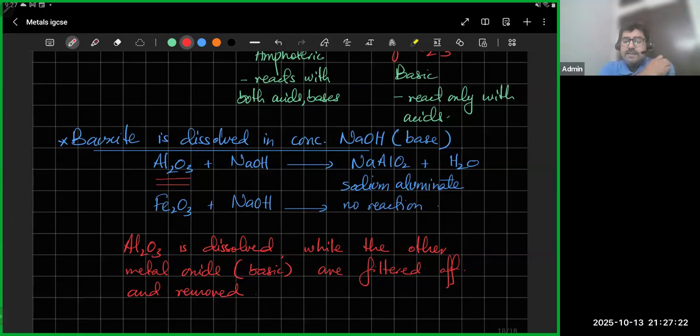Because aluminium oxide is amphoteric, it's capable of reacting with both bases and acids, while other metal oxides cannot react with bases. They will only react with acids. So aluminium oxide dissolves, while the other metal oxides don't, and they're just filtered off. And that's how you get pure alumina. This is called alumina.